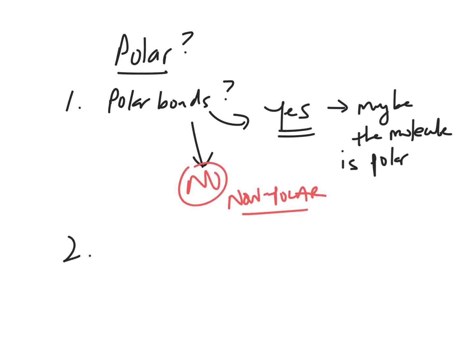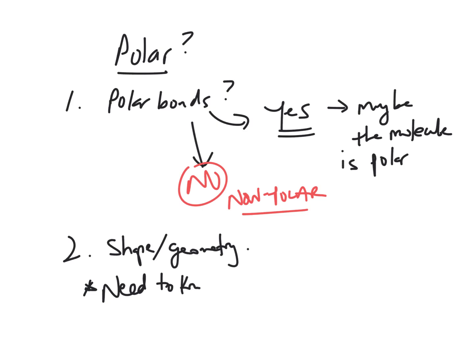The second criterion you look at is the shape, or as we more correctly say, the geometry of the molecule. In other words, you need to know its Lewis structure. This is why we really emphasize the importance of being able to accurately determine the Lewis structures for molecules, because you need to know the accurate Lewis structure in order to evaluate whether or not a molecule is polar.